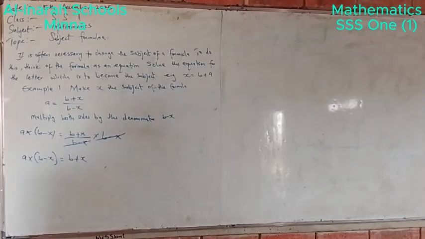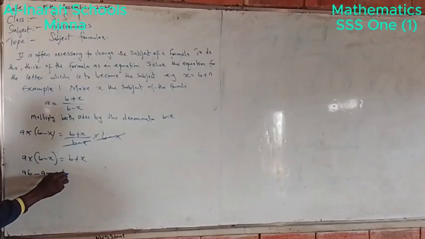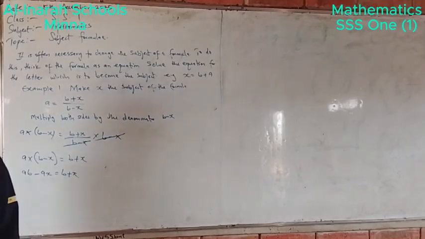Are we together? Yes. Now, a times b is to give you ab. We have invisible plus, we have visible minus. Visible plus times visible minus is to give you minus. A times x will give you ax. So ab minus ax is equal to b plus x. Are we together?